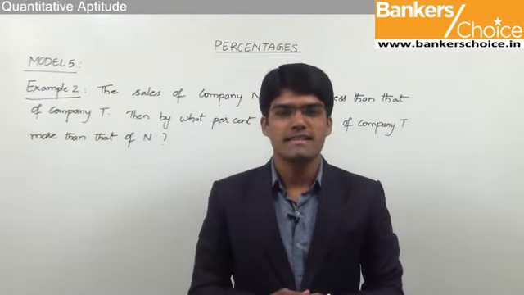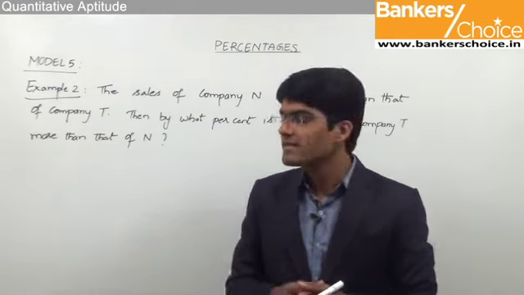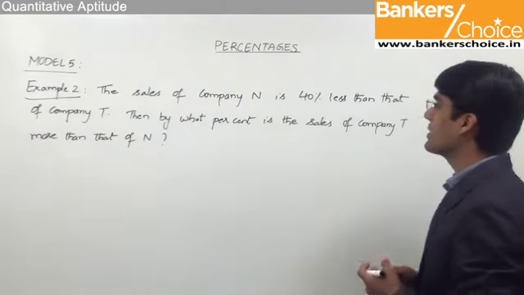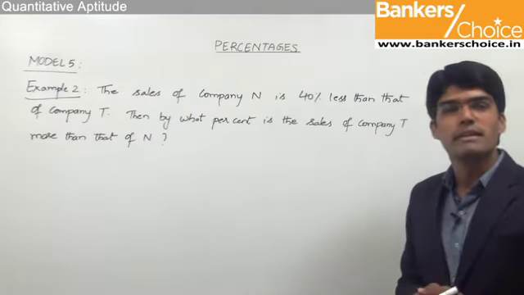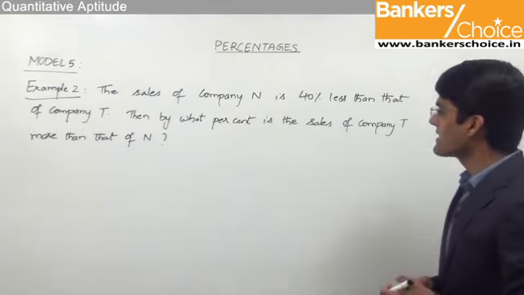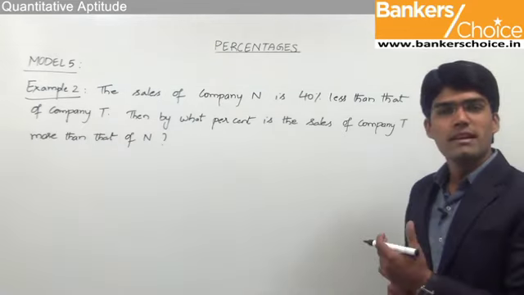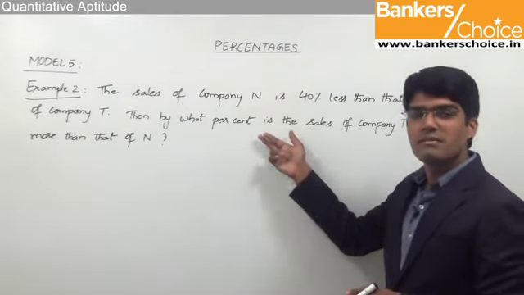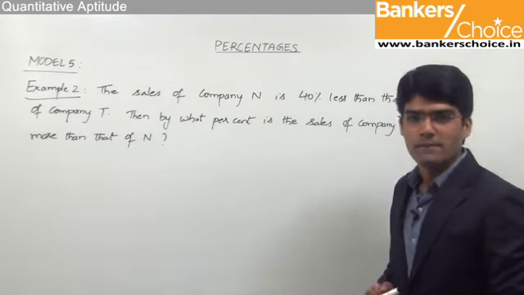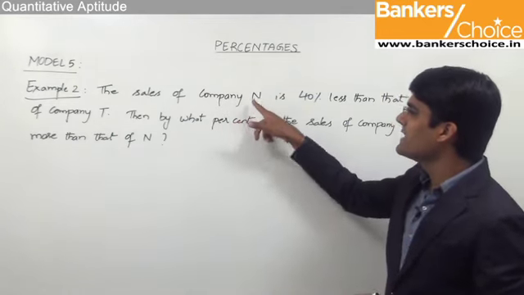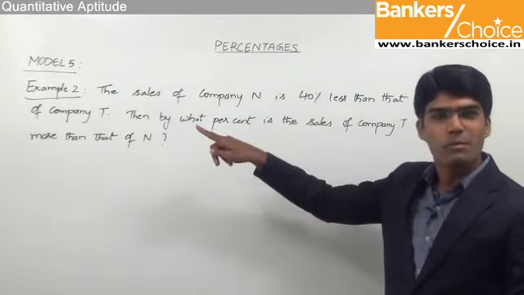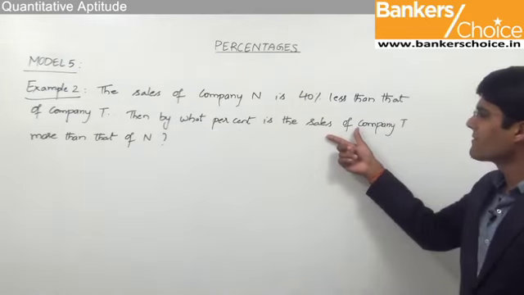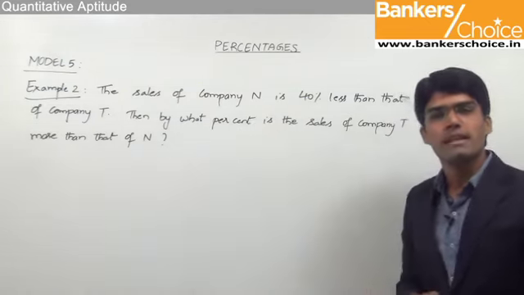Let us now take one more example on the concept that we have just discussed. The question here is: the sales of company N is 40% less than that of company T. Then by what percent is the sales of company T more than that of N? So as you can see here, the second example is quite similar to that we have discussed in example 1. But the only difference here is the company N sales is 40% less than that of company T, and here we are supposed to find out by what percent is the sales of company T more than that of company N.